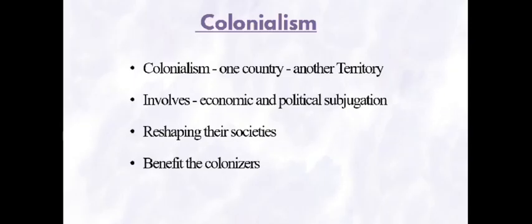Colonialism is the practice of one country extending control over another territory, often through settlement, economic exploitation, and cultural domination. It typically involves the political and economic subjugation of the colonized people, reshaping their societies in ways that benefit the colonizers.